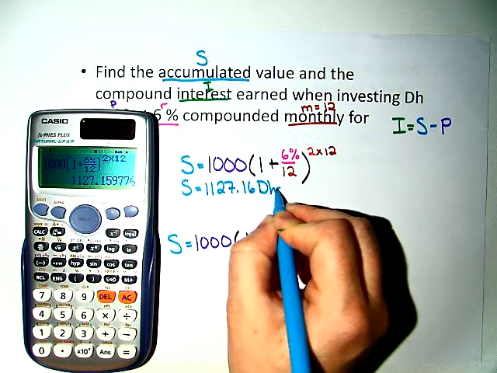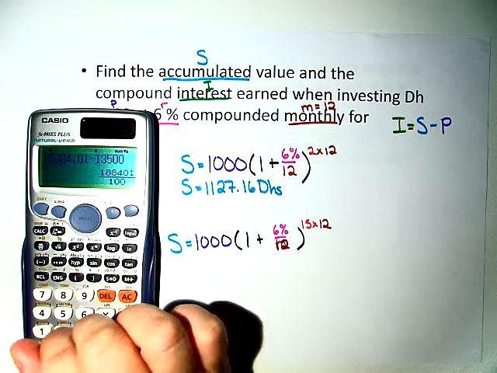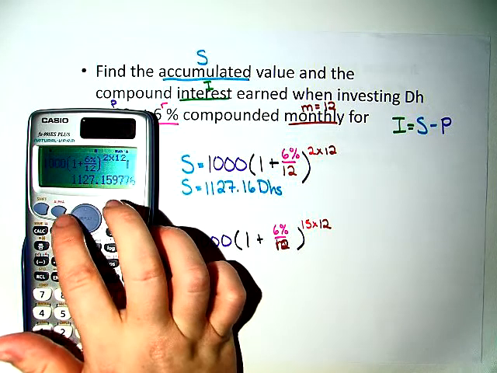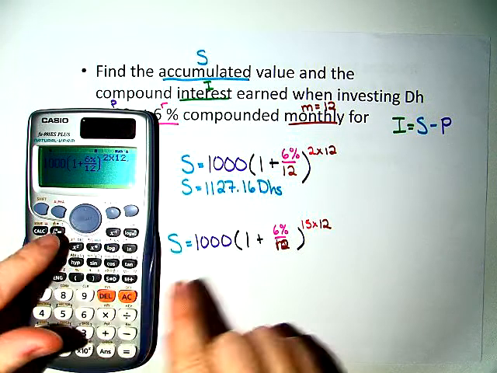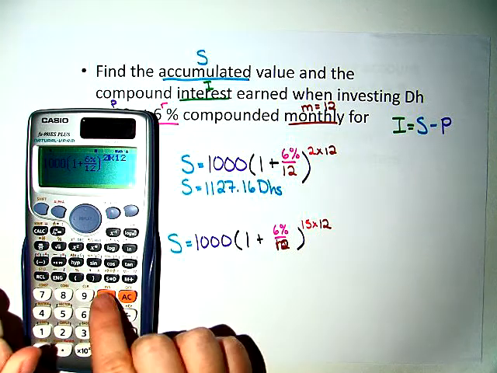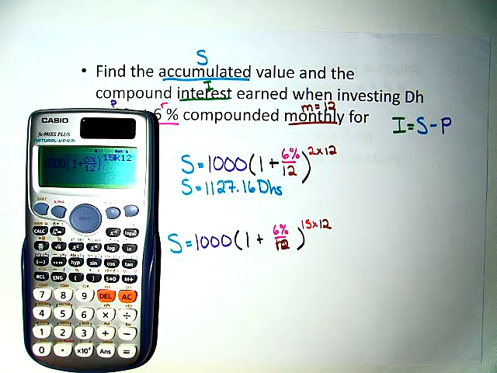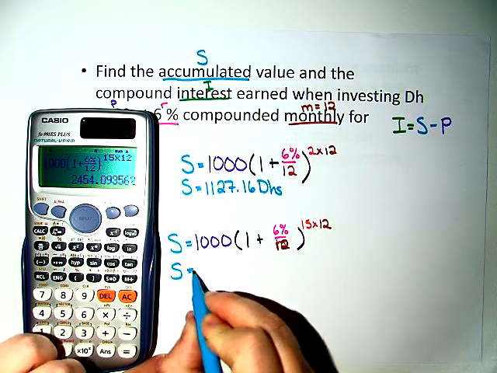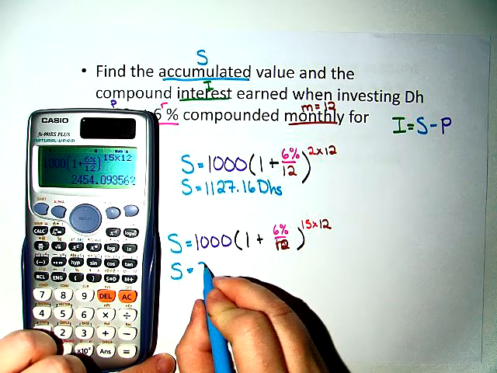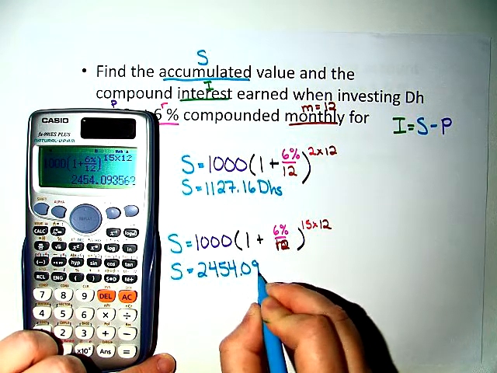And so we get that the first amount is 1,127.16 dirhams. Now, in order to do the next one, all you have to do is hit the over button. When you do that, instead of 2, because that's what's changing, we're going to do 15. And then you hit equal. So we don't have to re-put it in each time. We get 2,454.09 dirhams.